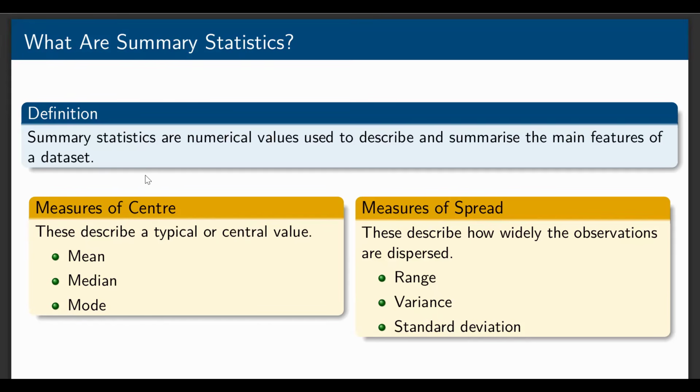So there are two main types. We have the measures of central tendency, and then we have the measures of spread or variation. Under measures of center, we can talk about the mean, the median, and the mode. And under measures of spread, we have the range, the variance, and standard deviation.